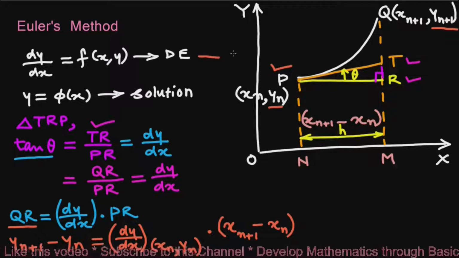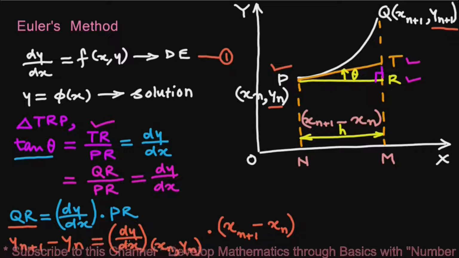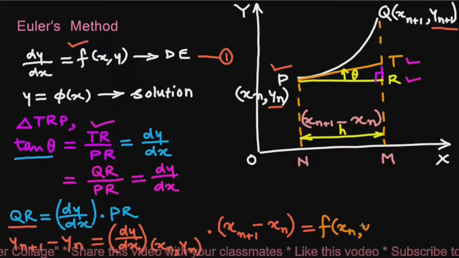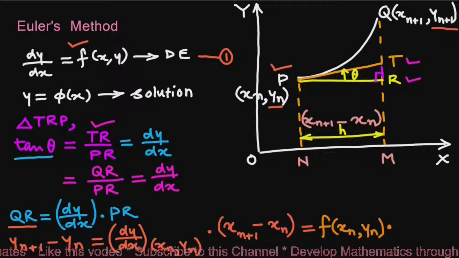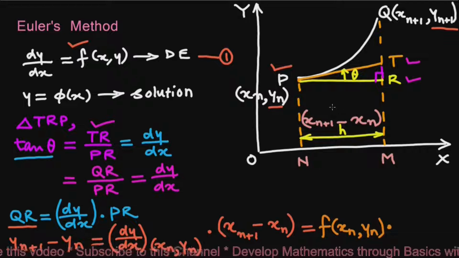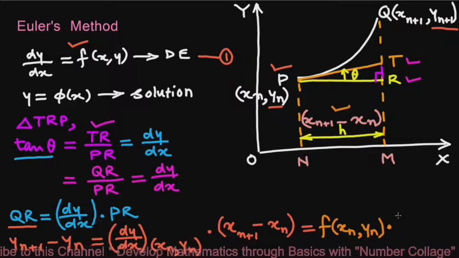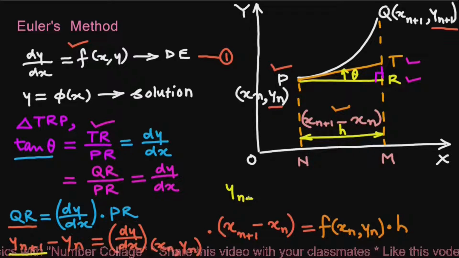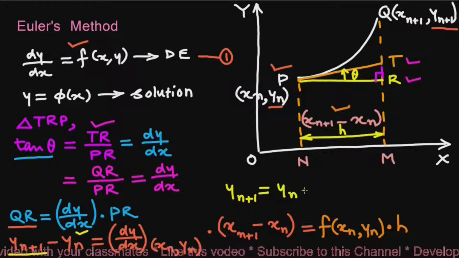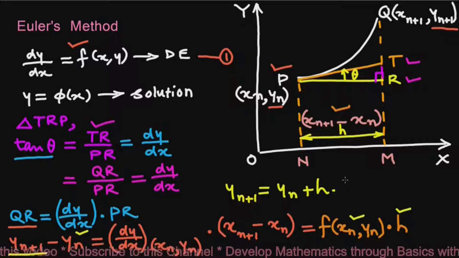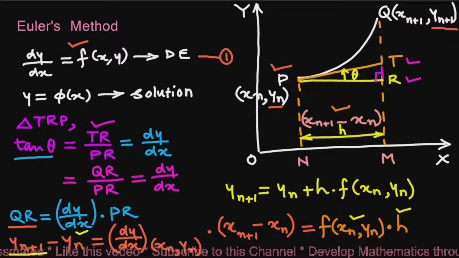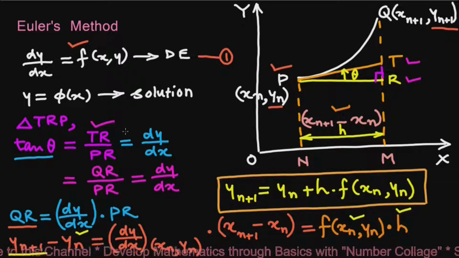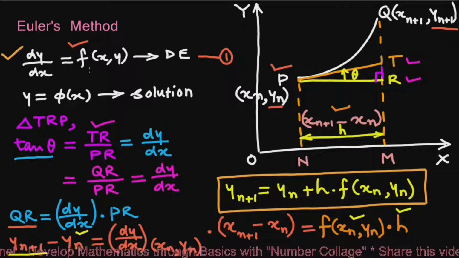Now from this differential equation 1, we write dy by dx at (xn, yn) as f of xn comma yn, multiplied by xn plus 1 minus xn, which we have denoted by h. So finally what we get is yn plus 1 equals yn plus h times f of xn comma yn. This is known as Euler's numerical formula for solving differential equation dy by dx equals f of x comma y.